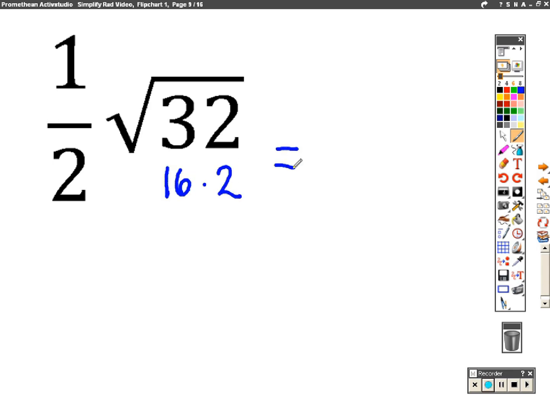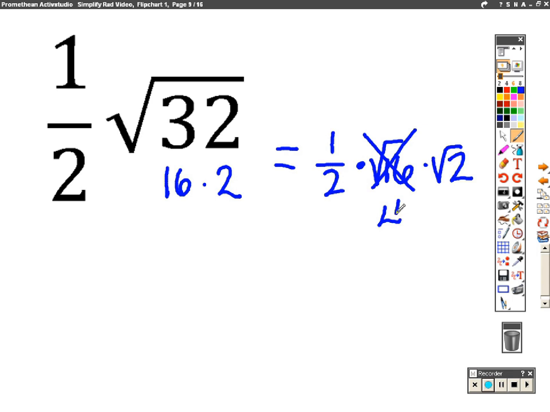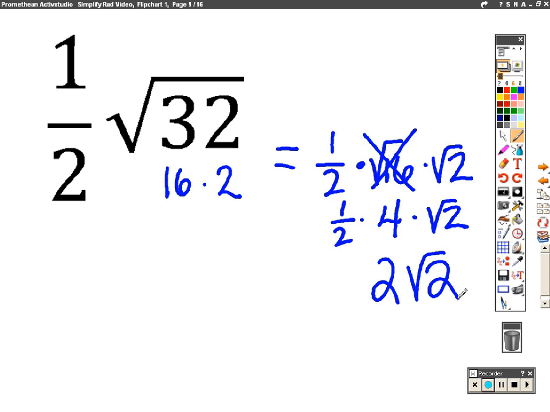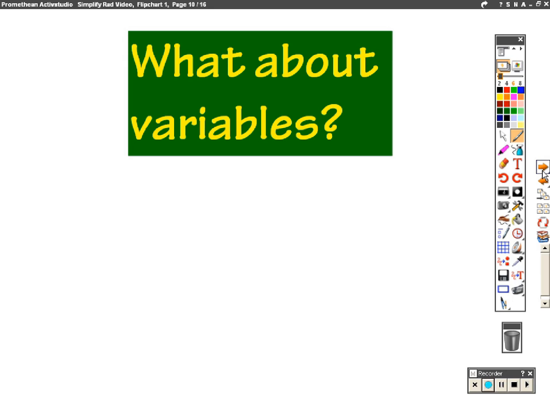So this entire question gets rewritten as 1/2 times the square root of 16 times the square root of 2. The square root of 16 is like saying the number 4, so this is 1/2 times 4 times the square root of 2. Our final answer is going to be 2 radical 2. And we have seen this all the time. Now let me tell you something. You're going to see that a lot, so you want to start memorizing that.